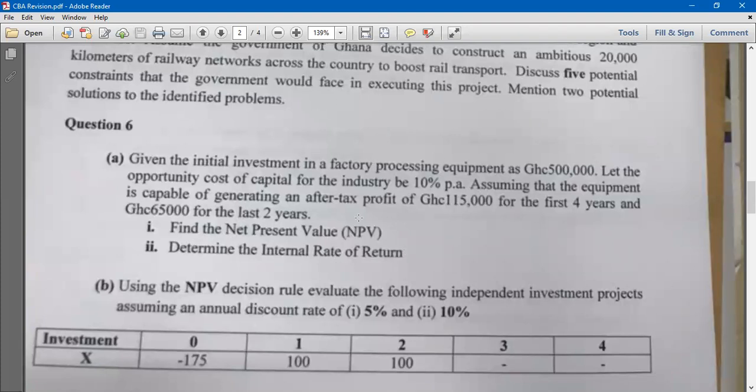So here, my understanding is that the project lasted for 6 years. For the first 4 years, each year they were getting a profit of 115,000, and then for the 5th and 6th year, they were getting 65,000. And then the discount rate here is 10%, and C0, the initial cost, is 500,000. So we have to find the net present value. Then after that, we find the IRR. Okay. So let's look at that.